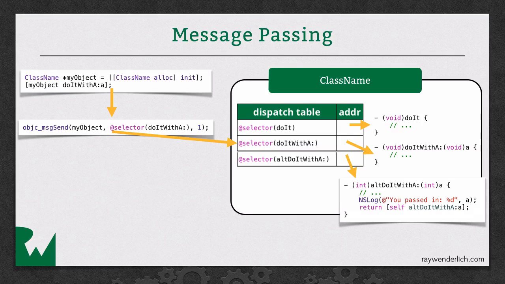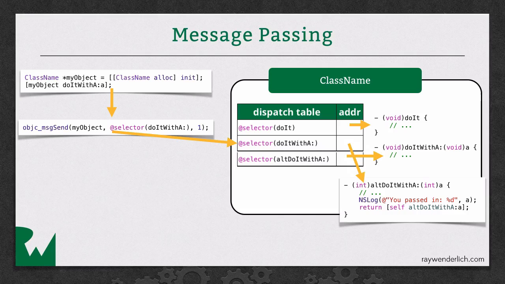One of the things you can do with this dispatch table is programmatically swap where the pointers are pointing to. So for example, you could swap the pointer from doItWithA to altDoItWithA, and make altDoItWithA point to doItWithA. Now when someone calls doItWithA, they're going to jump to the code where altDoItWithA is. This is a good opportunity if you wanted to inspect what's going on with an object for debugging purposes, for example.